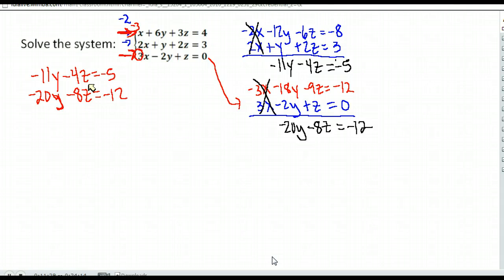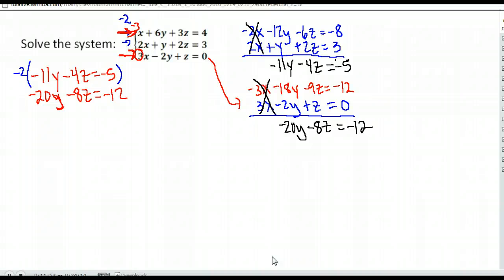But notice we can easily make a 4 equal an 8. We just have to multiply by 2. And in this case, we're going to multiply by negative 2 because we want our signs to be opposite. So my plan is to multiply that first equation by negative 2, and then I'll add the two equations together. Okay, so then I'm multiplying this top one by negative 2.